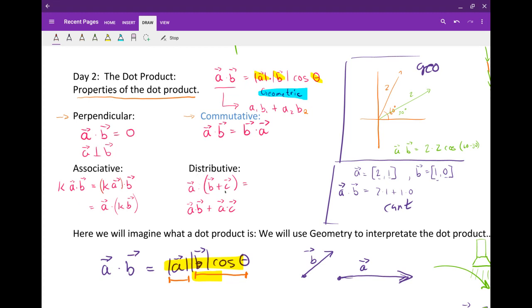The dot product distributes over addition, meaning that a dot (b plus c) is the same as a dot b plus a dot c. Okay, and so you end up with that.